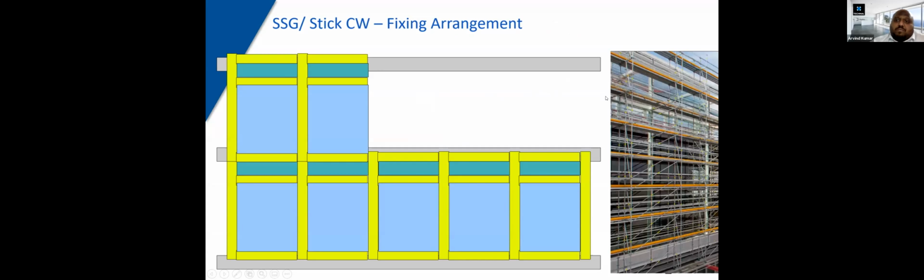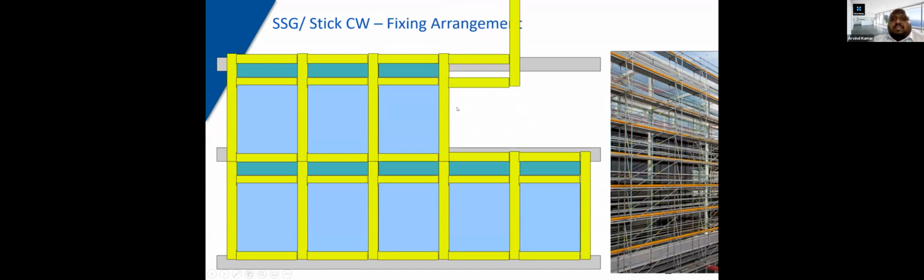Okay, so let's look at the fixing arrangement. For your semi-structural glazing or a toggle and the standard stick curtain wall system, first and foremost, you need formwork. The formwork gives you the access to first place your mullions and then your transoms, and then you bring in your glass, and then you fit it at site. So this process repeats itself till you complete the entire facade.